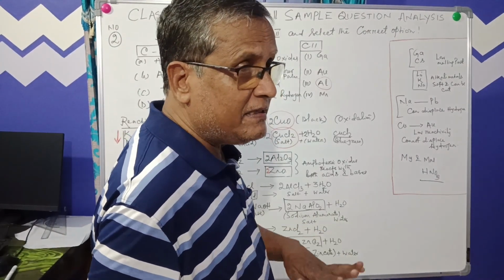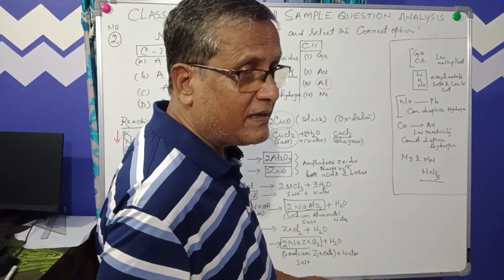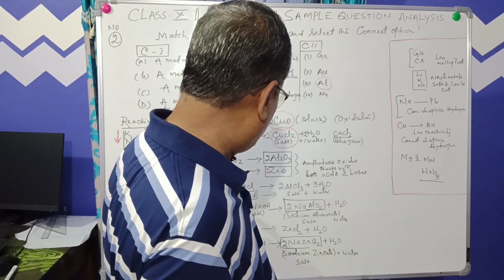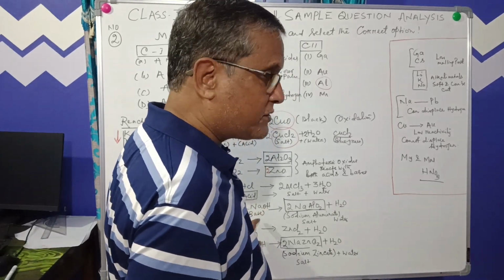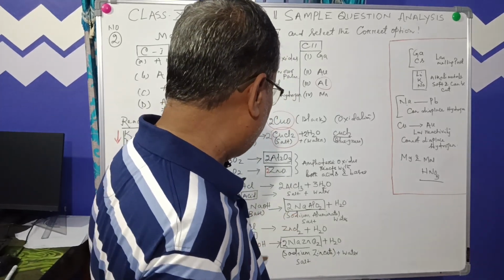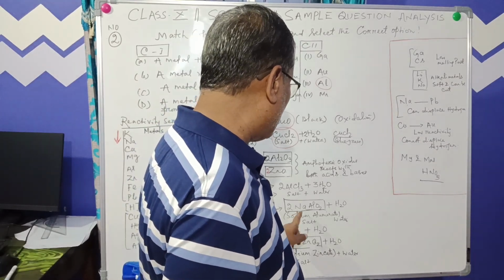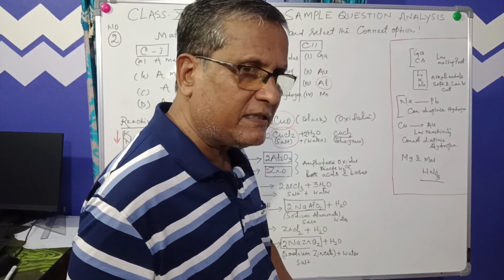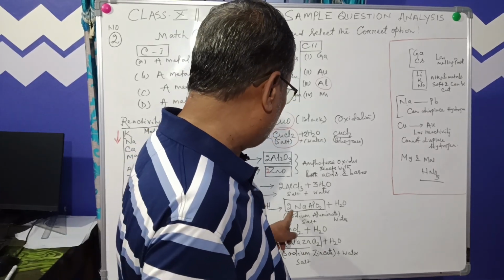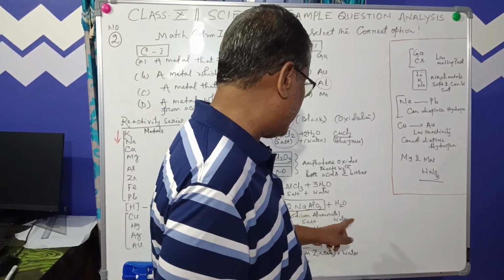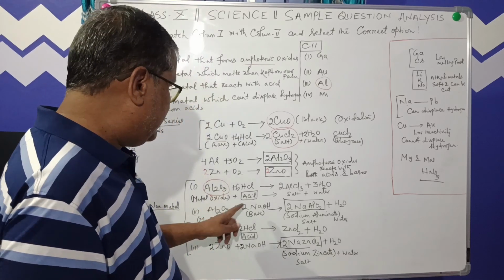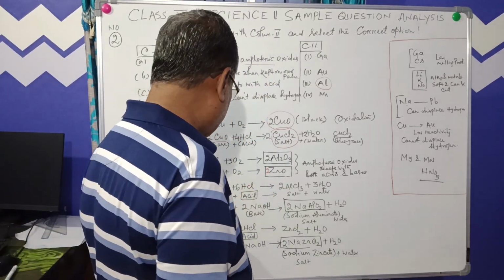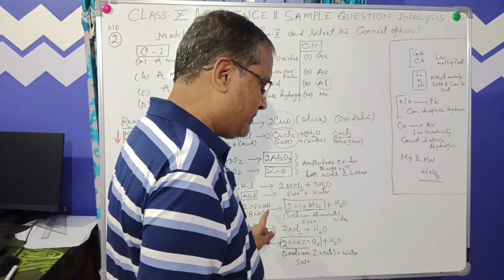This question was asked in your previous board exam. Sodium hydroxide is a strong base. The product is a salt called sodium aluminate. This formula and this reaction were asked in your previous year exam questions. Sodium aluminate plus water, salt plus water. So we got that aluminum oxide reacts with acid and aluminum oxide reacts with base.